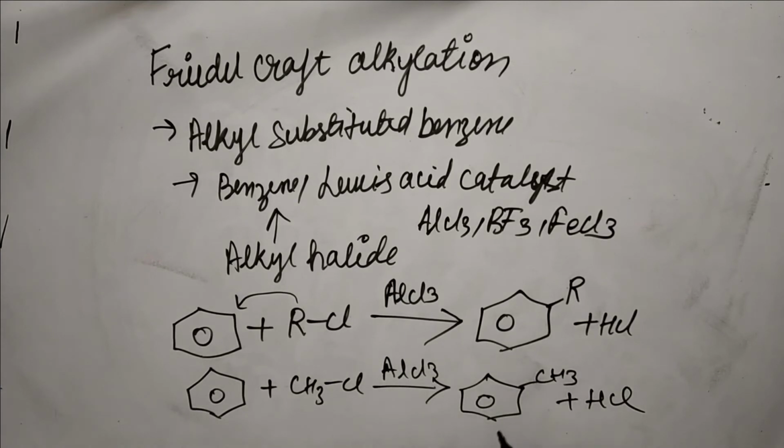So this is the alkyl benzene. These alkyl benzenes are formed in the Friedel-Crafts alkylation reaction, meaning the introduction of an alkyl group on the benzene ring. For this we need alkyl halide, benzene and Lewis acid. Now let's see the reaction mechanism, how this Friedel-Crafts alkylation reaction takes place.